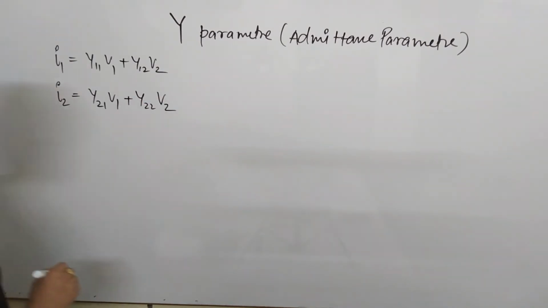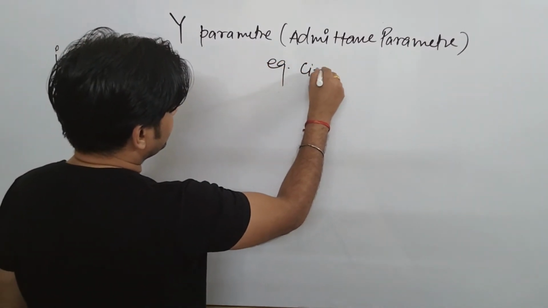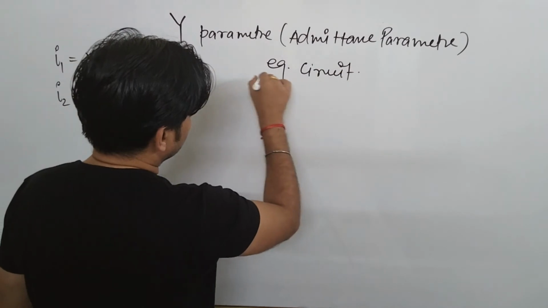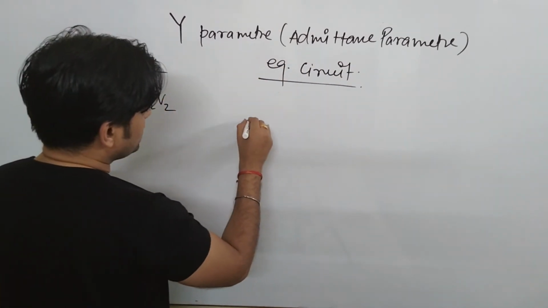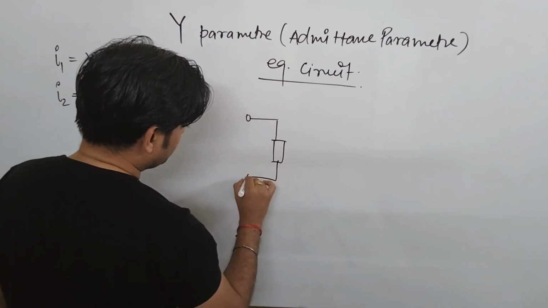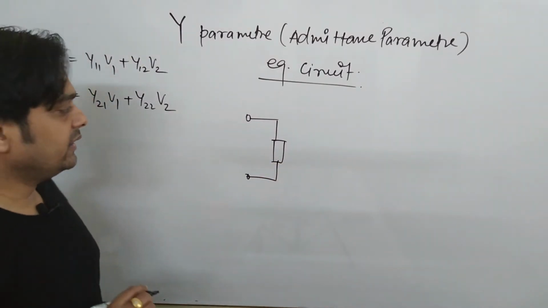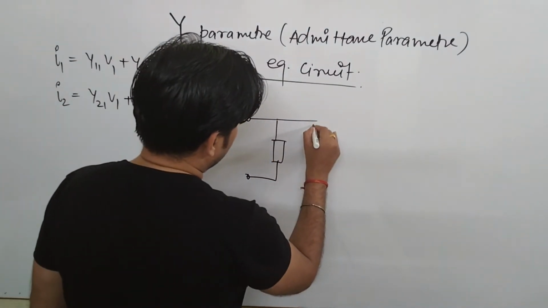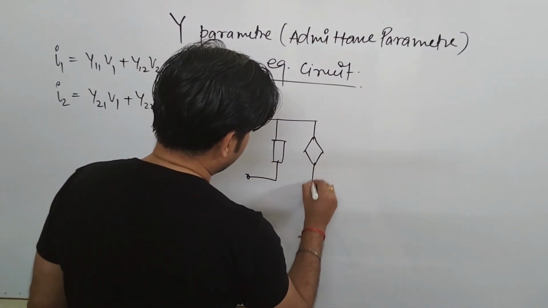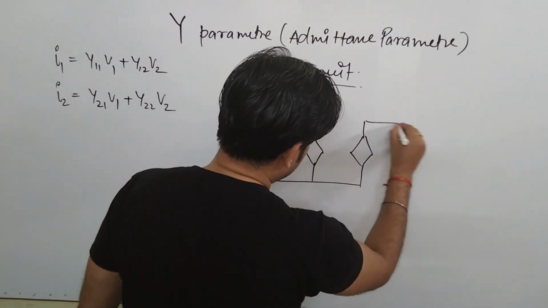Now we are going to draw the equivalent circuit. So this comes in the form of, as I told you earlier, impedance is always connected in series form and admittance is connected in parallel form. Very simple. With the same concept we are drawing this.